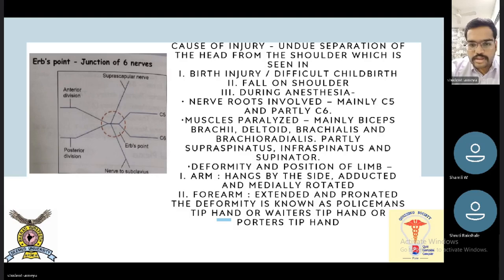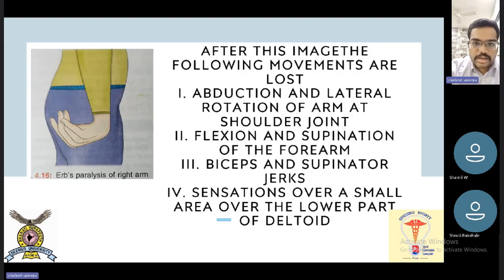So the policeman's tip hand or the waiter's tip hand is Erb's paralysis. Erb's point is formed by the junction of the 6 nerves, mainly by C5, partly by C6; difficult prolonged labor, shoulder dystocia. These are important points of Erb's paralysis. You can see these movements are lost, what are there on the slide. But there's no point again discussing because we have discussed the contralateral lesion. So this is the Erb's paralysis diagram on the left side.